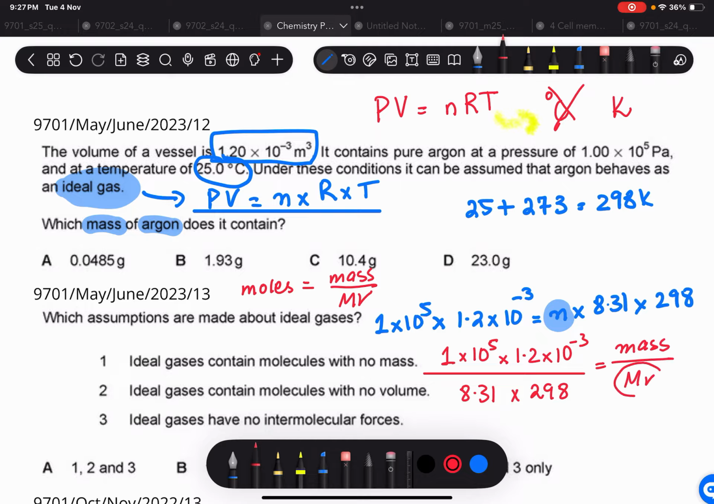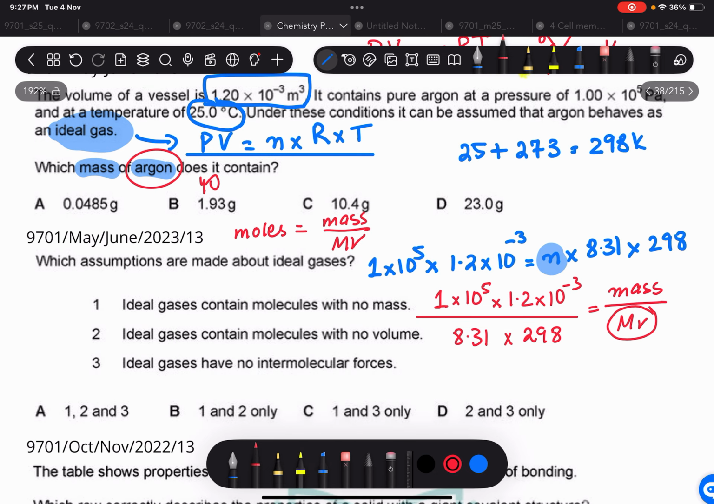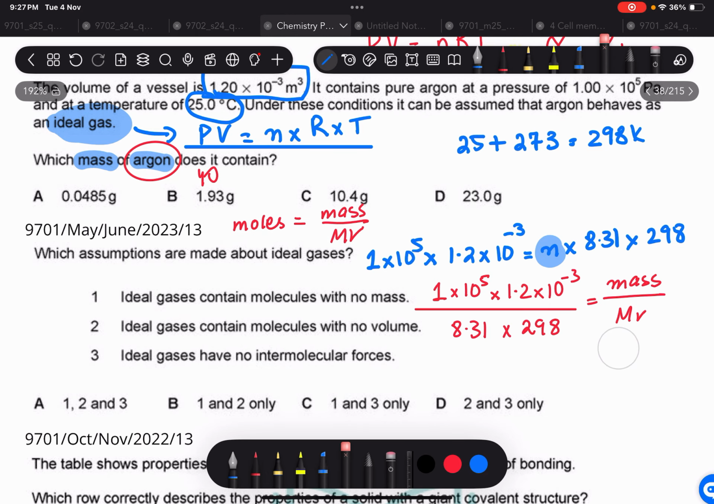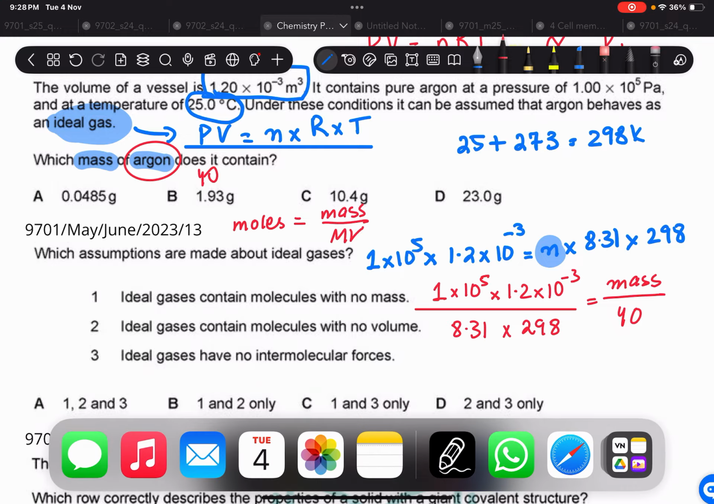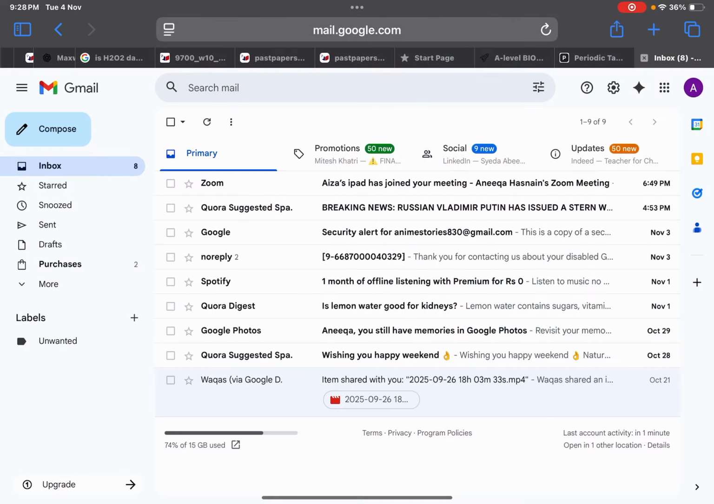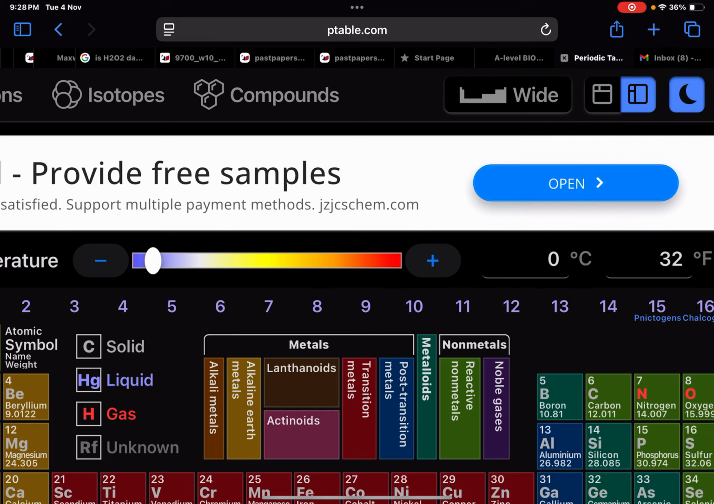And what is the Mr of my argon gas? You guys should know it. It's in the periodic table. It's 40. 40 is the Mr of argon gas. So instead of Mr, we're going to write 40. Done with the Mr. It's 39.9. So let's use exact values and not risk our grades.